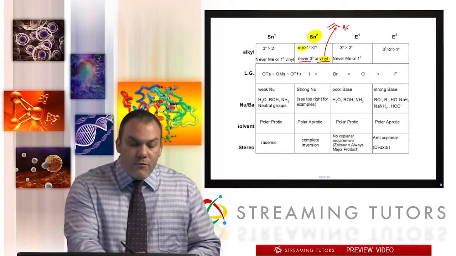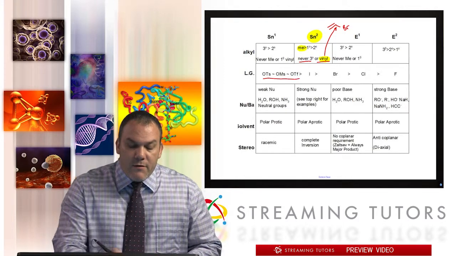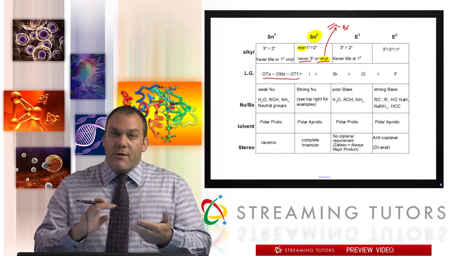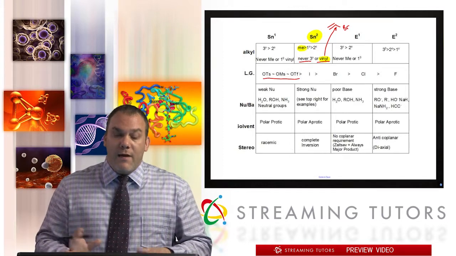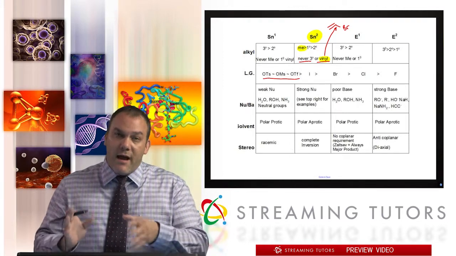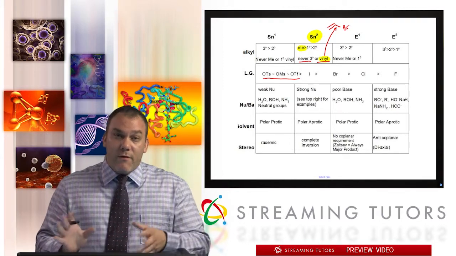As far as the leaving group goes, remember these three, you have to just remember the OTs, OMs, OTf. Those are the most important leaving groups. They're the fastest to leave. Then you have your I, Br, Cl, and F, as we discussed in our theory video.